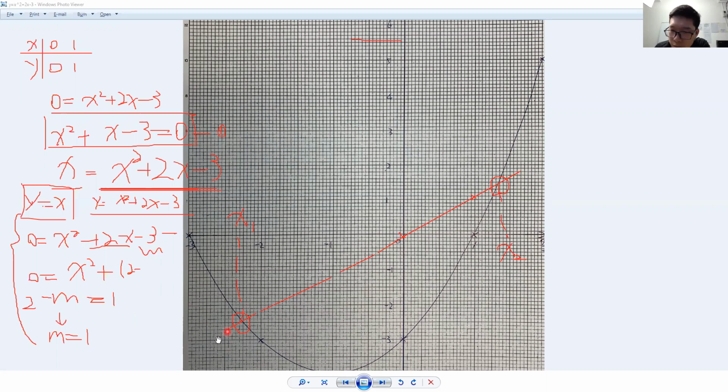Okay, so this is how to use a graphical method to solve quadratic equations. Okay, and that's the end of this session.